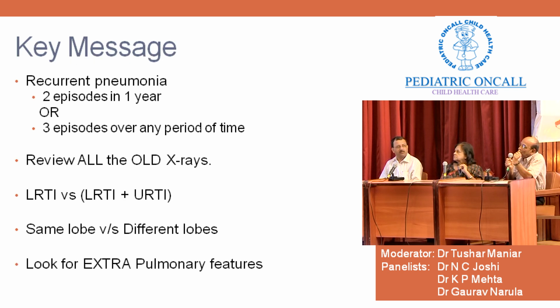Thank you, sir. So you've given us the message that any recurrent pneumonias you will define as 2 episodes in 1 year or at least 3 episodes. You must review all the old X-rays. You should differentiate between only LRTI or LRTI versus URTI. Try to focus on whether it's affecting the same area again and again or different areas, different types. And also look for extrapulmonary features as you would see. Thank you, sir.